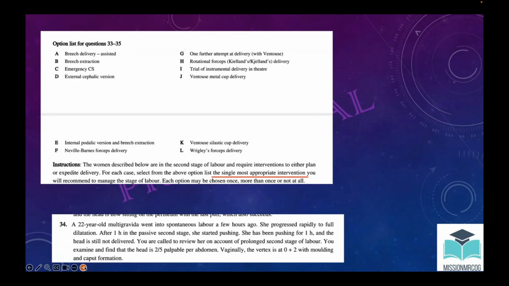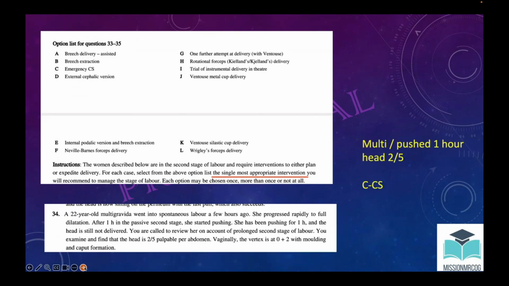So multigravid and spontaneous labor, she rapidly progresses to full dilatation. She started pushing. After 1 hour, the baby is not delivered. Head is 2 by 5 palpable. Vertex is +2 with molding and caput. What will you do? So the patient has already pushed. Emergency CS. There's caput and molding. So the patient pushed for 1 hour. Head is 2 by 5, so that means it is almost in the abdomen. So cesarean section.